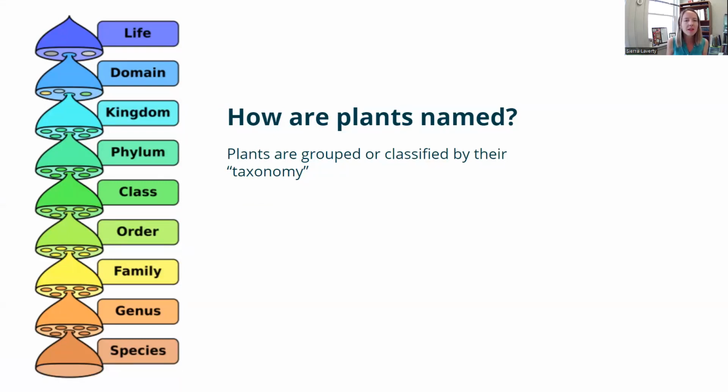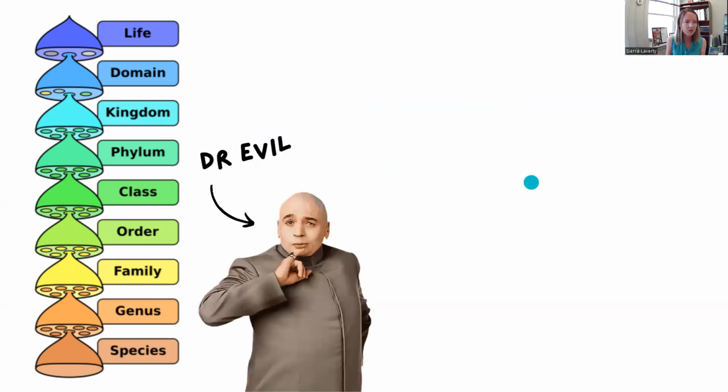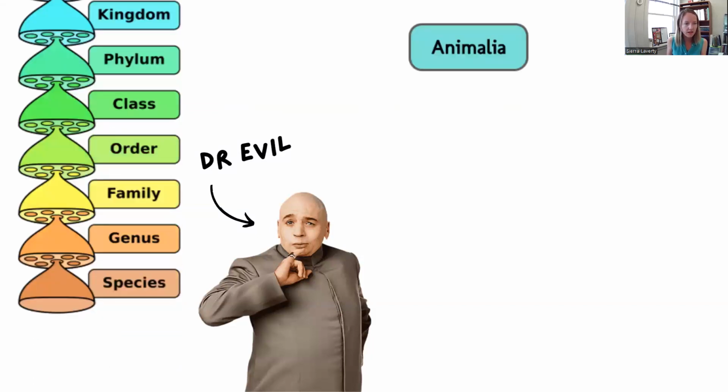we're naming organisms, so naming plants or naming insects or naming fungi or whatever it is that we're looking at, us, for example. And actually, we're going to go ahead and use Dr. Evil as our example. Dr. Evil is the bad guy from Austin Powers. If you haven't seen it, it's a goofy series of movies, and you'll see why we're using him in a second. So Dr. Evil is an animal, right?